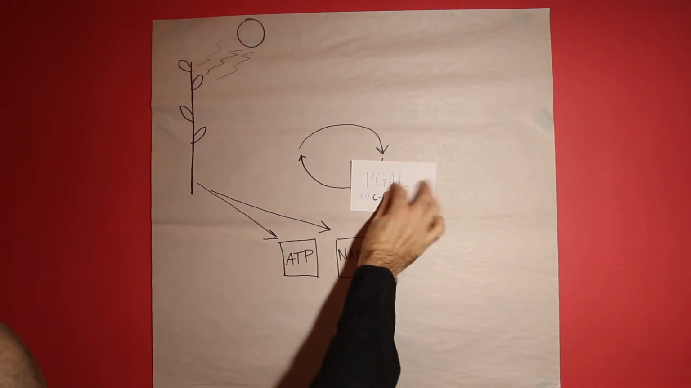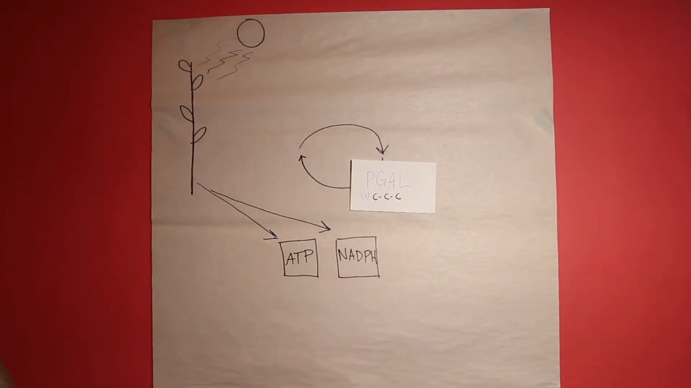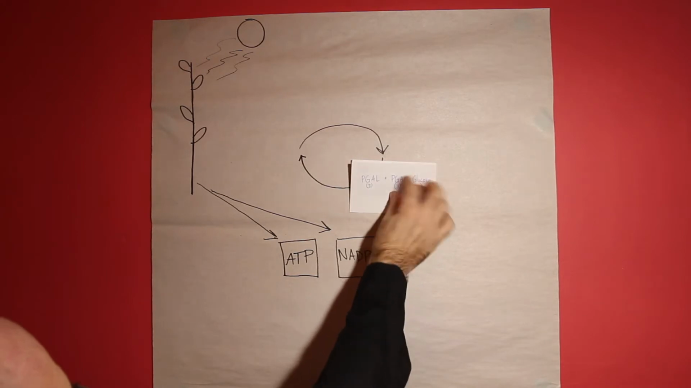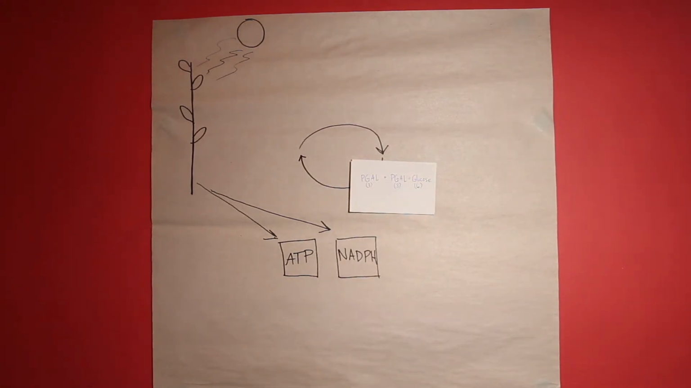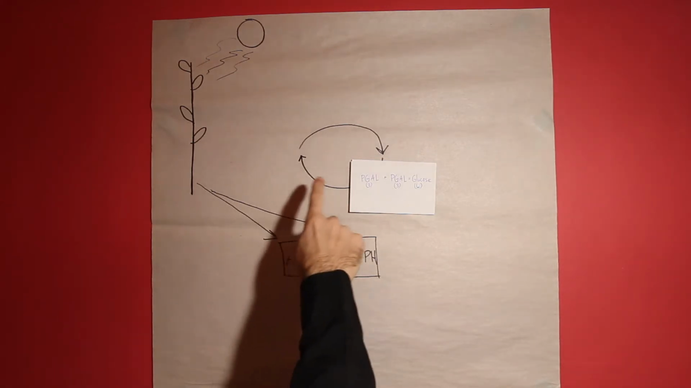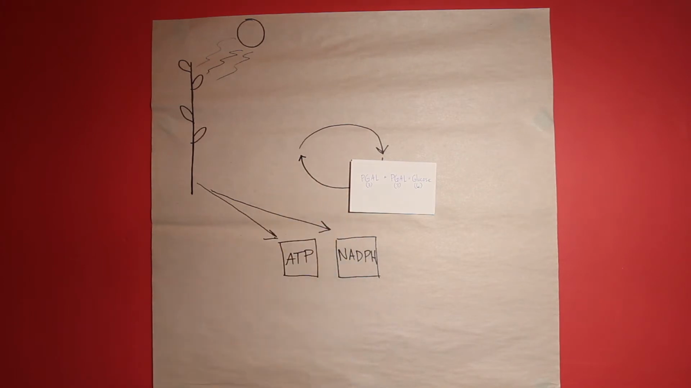So PGAL are 3 carbon carbohydrates that can be used to make other more complex sugars like glucose. And glucose is a 6 carbon molecule made from 2 PGAL. So we need 3 turns of the Calvin cycle to produce enough PGAL to see one of these transported into the cytosol of the cell. The rest of the PGAL are used to regenerate the components necessary to run the cycle, as I will describe in a moment.